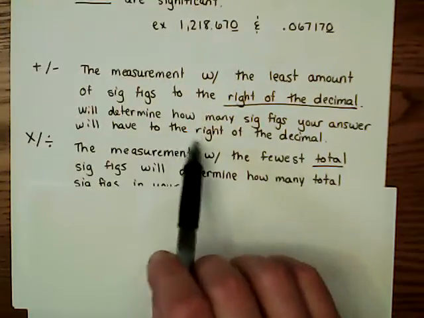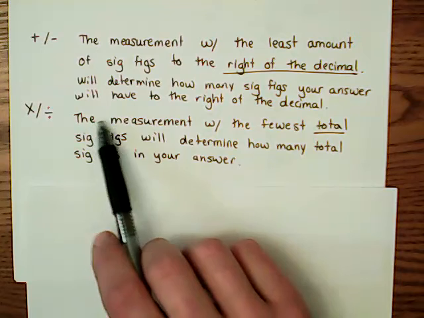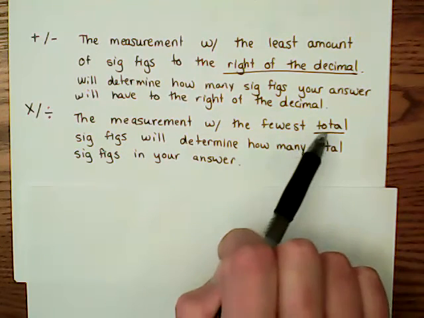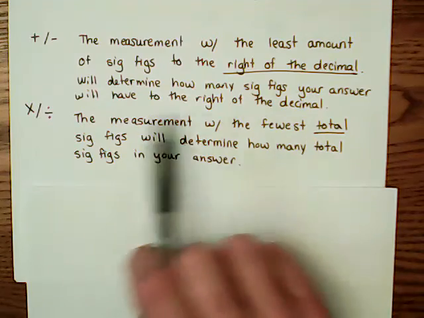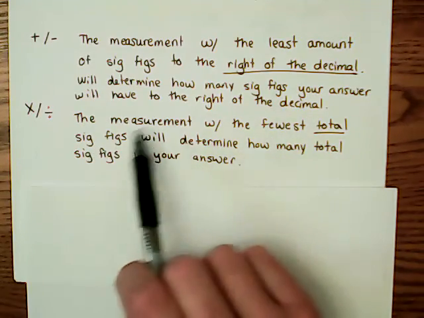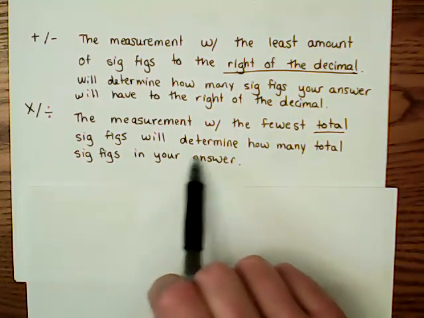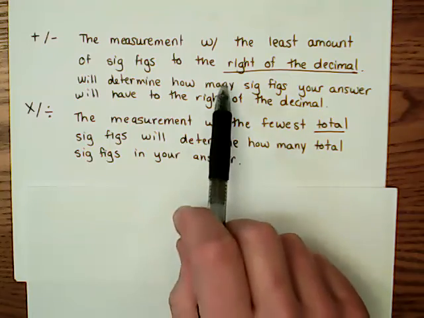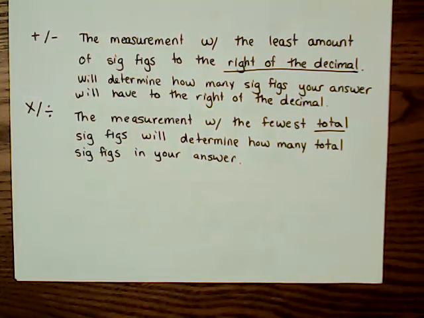So that is that. For multiplying and dividing, you're going to look at the measurement with the fewest total sig figs. So we're no longer looking only to the right of the decimal. We're looking at the entire number. How many sig figs are total in that number or in that measurement? The measurement with the fewest total sig figs will determine how many total sig figs are in your answer. So these are two different sets of rules for rounding. One is for multiplication and division, the other one is for addition and subtraction.